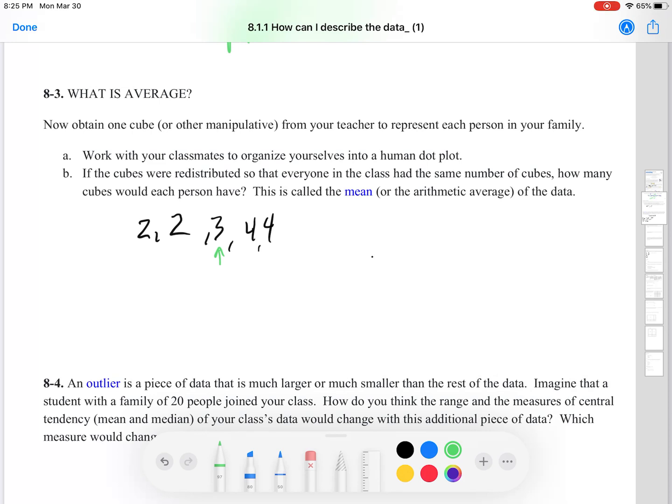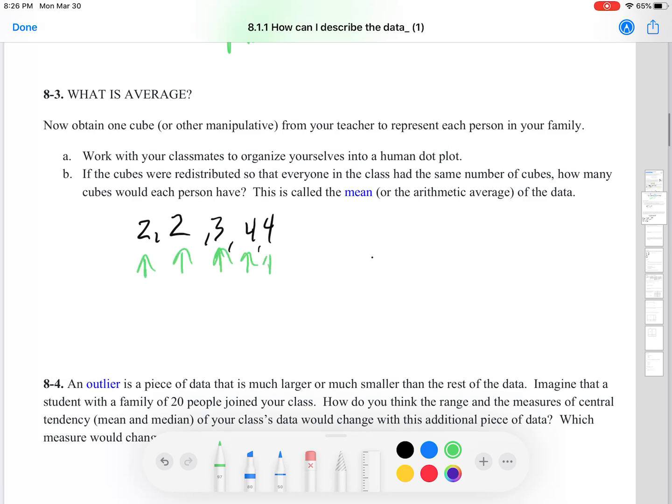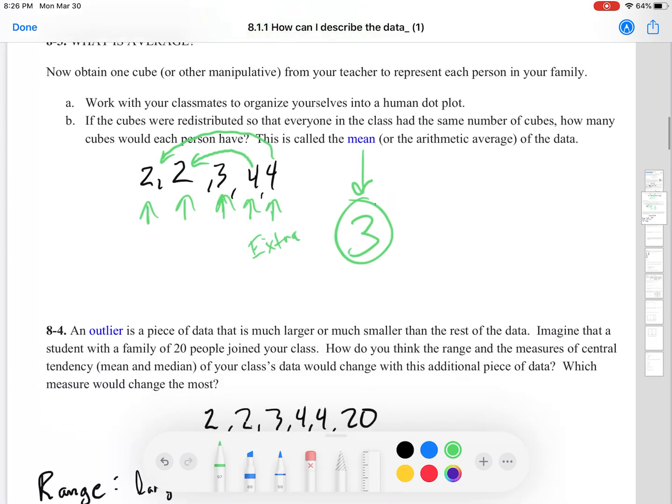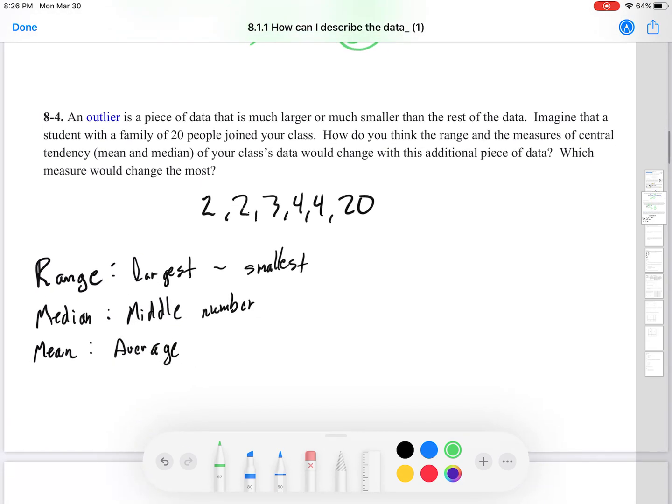Well, if we were to share it, picture this: this person has 2 cubes, this person has 2, that person has 3, a person has 4, and that person has 4. These 2 people have extra. Those 4s have extra. They need to share. If this person with 4 gave this person 1 cube and this person gave that person 1 cube, then everybody would have 3 cubes, right? And if everybody has 3 cubes, what we call that is the mean, okay? We're going to learn how to calculate that part just a little bit later.